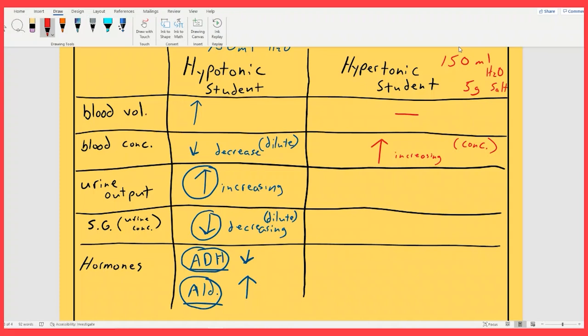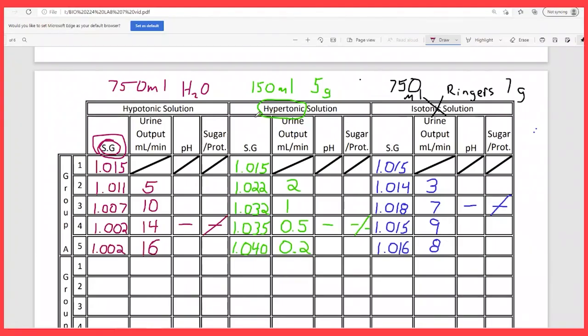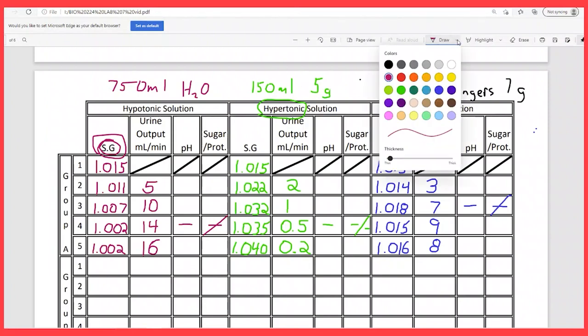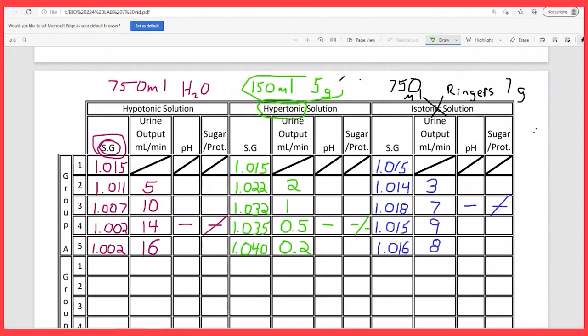So what do you expect to happen to their urine output here, their specific gravity here, and their hormone levels? Well, of course, if you are a with-it student, you'll say, well, those will be exactly the opposite of the hypotonic person. Sure, they will, but let's look at the data because it's all in the data. So let's look at this hypertonic person we have right here. The hypertonic person right in the middle started out specific gravity the same in the normal range. And then what happens to the concentration, aka specific gravity, of this person's urine? 1.015, 22, 32, 35, 40. It's going way up, isn't it? And look at this urine output. It is so low. Terribly low.